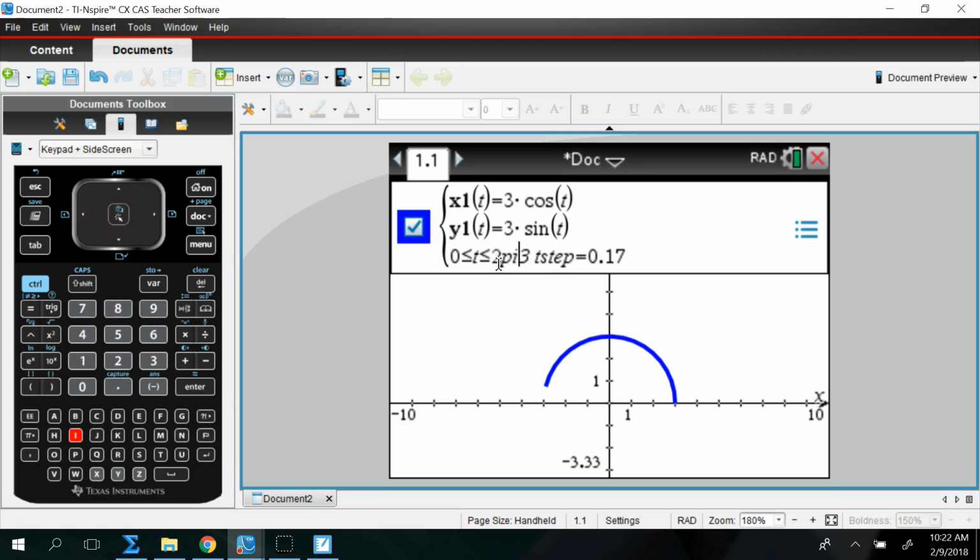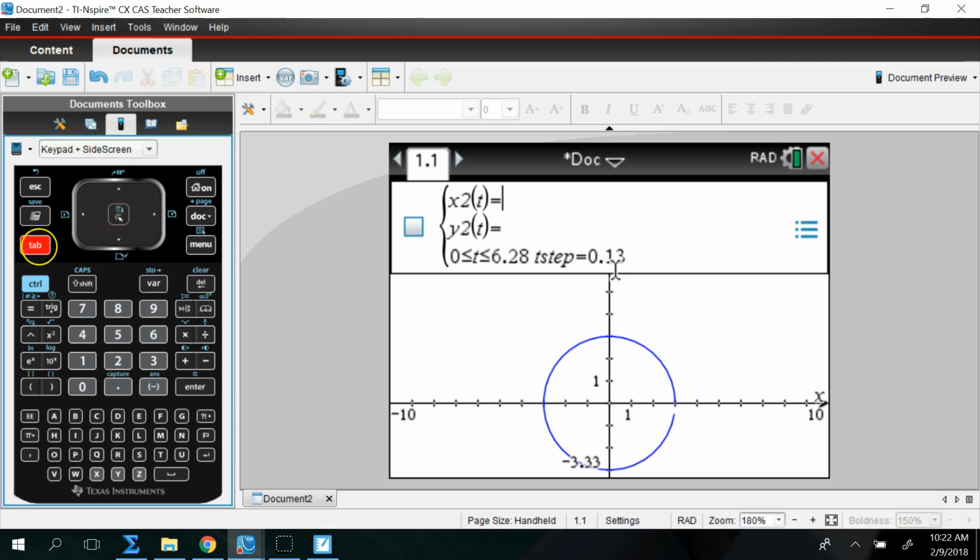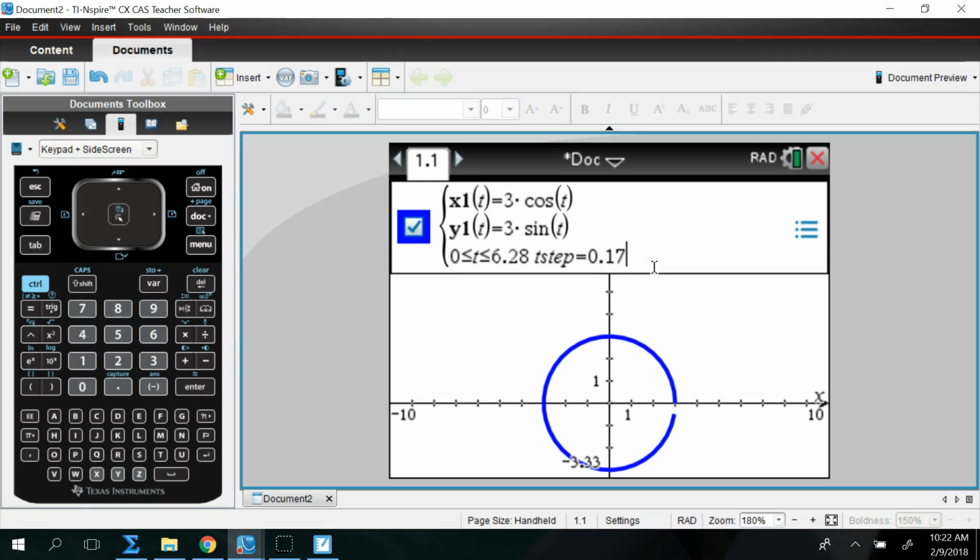I did figure out that you can do 2 pi on your calculator just by typing in pi. All right, so now let's adjust our t-step. Okay, what did somebody change it to? 10. Okay, so if I changed it to 10, how many times is it going to calculate it?